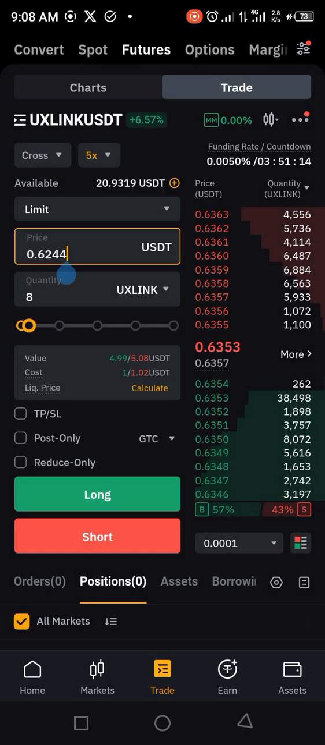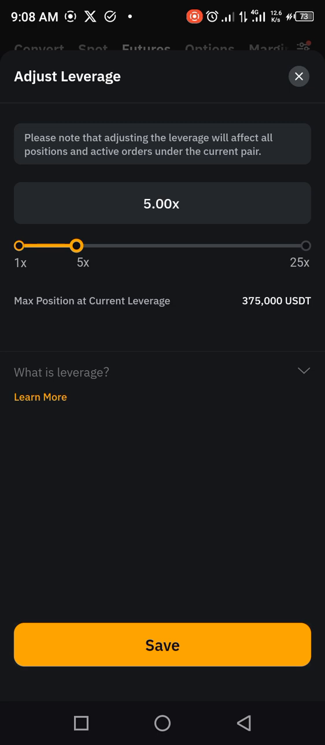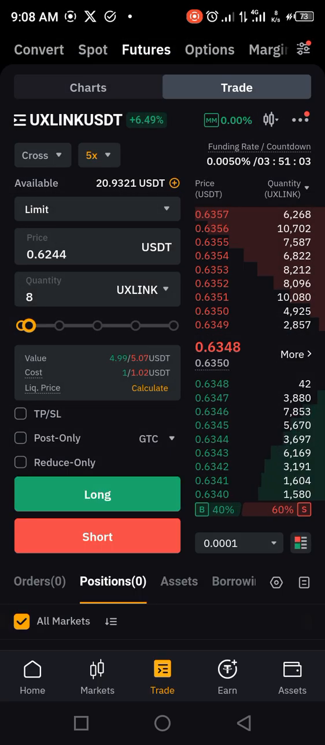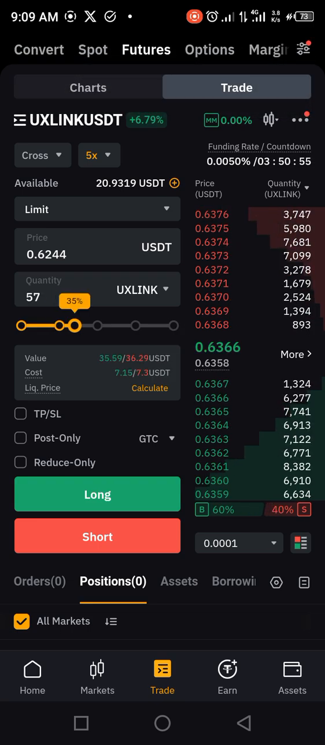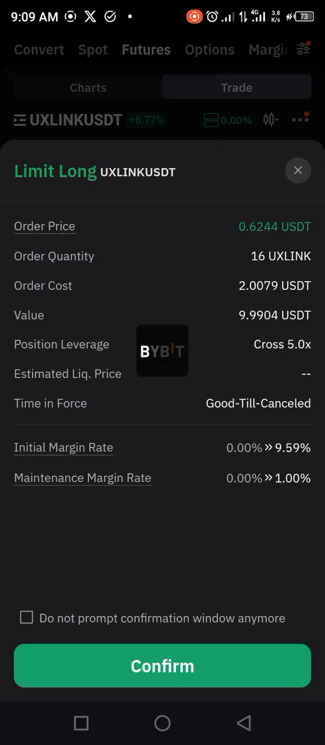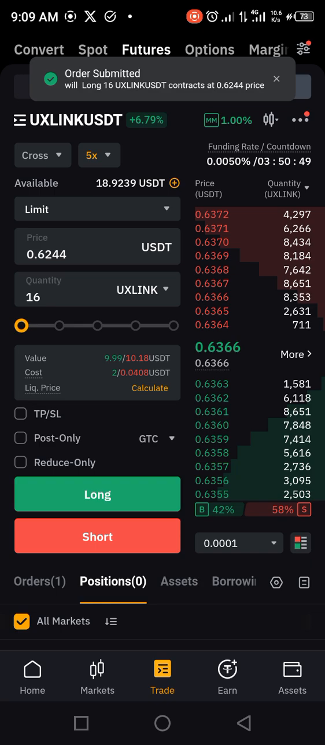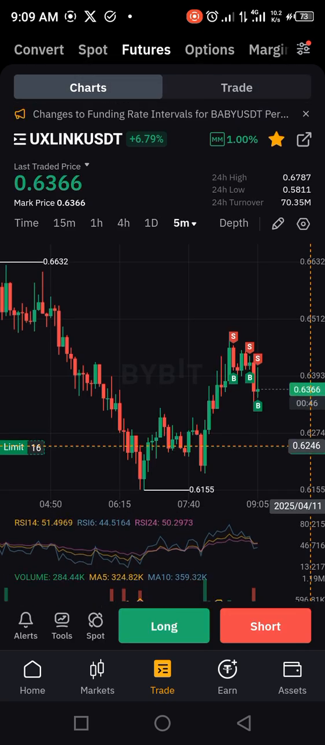You have set your limit price that you want price to come to for you to buy. You have set your leverage, 5x leverage or whatever leverage you want to use. But be mindful of your risk. Now you click on long. Okay. Let's say we use, okay, I think I used 10%.